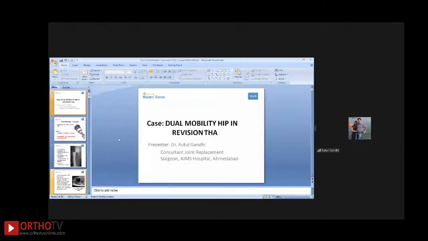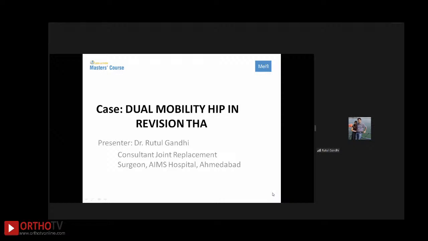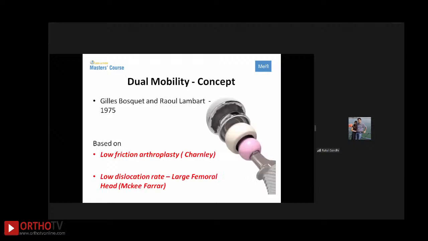Hello. Am I audible? Yes. So today I'll be speaking about the role of dual mobility hip in revision total hip arthroplasty. I'll be speaking about one of my cases. To start off, the dual mobility concept is a unique concept which was developed around 40-45 years back by Gilles Bousquet and Raoul Lambert.